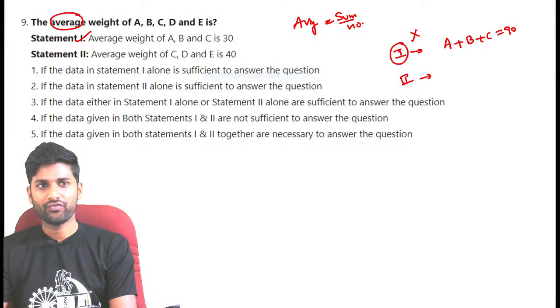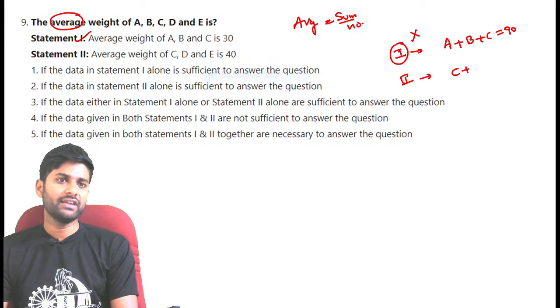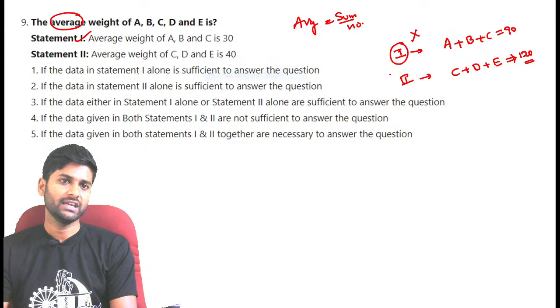Why? Because we need to find D and E also. We need to know about D and E, then you can get the average. But here the information says only ABC. Now the second one: the average weight of CDE is 40. 40 into 3, the value becomes 120. So statement 2 alone is not sufficient to get that answer.